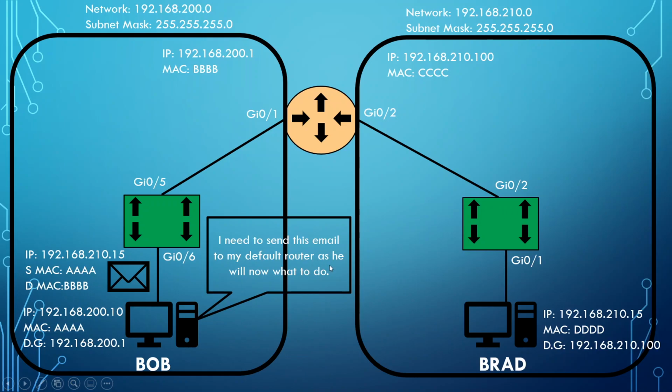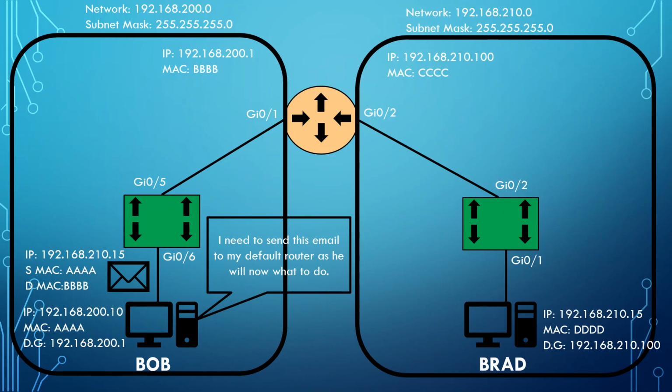Okay, so Bob knows that to reach Brad, he needs to send this email to his default router. So he takes this data and defines where it is going end to end. He says the final destination of this data is going to be 192.168.210.15. Eventually I want this data to end up on Brad's computer. However, Bob has to think, I know that I have to go through my default router. But how do I reach my default router? How do I get this data from my computer to my default router?